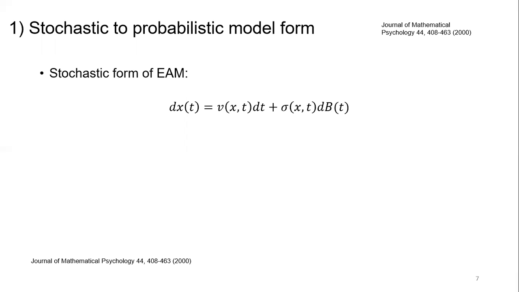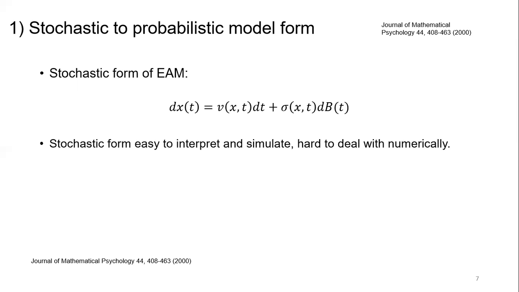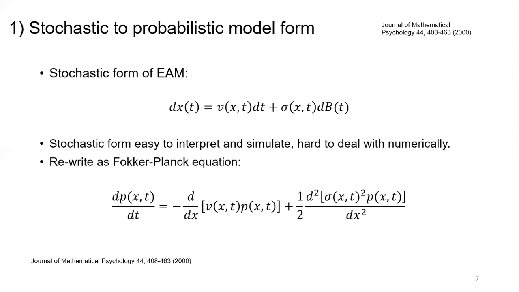To talk about the first of these, the stochastic to probabilistic model form, we first reintroduce the stochastic form we talked about at the beginning of the presentation, where again, x of t is the accumulated evidence, v is the drift rate, and sigma is the diffusion rate, which sets the noise scale. Though this stochastic form is easy to interpret and simulate, it's challenging to deal with numerically. So we rewrite it as the Fokker-Planck equation, which puts it in terms of probabilities, but also puts it in terms of a partial differential equation, which is a much easier item to work with going forwards than the stochastic one for our purposes.